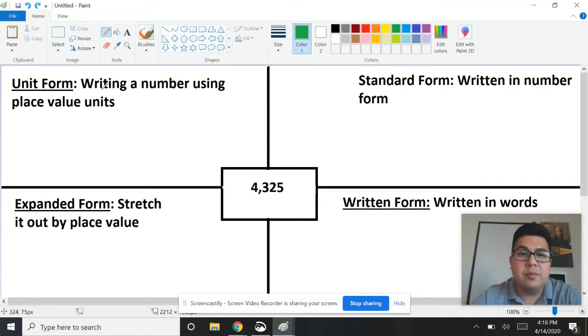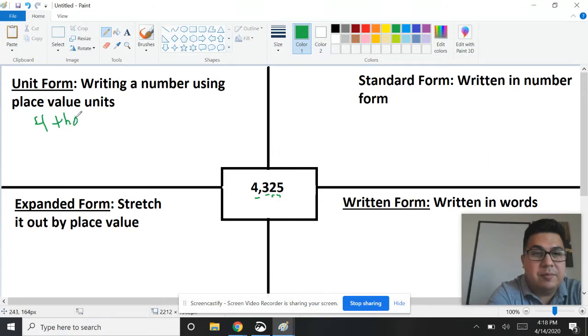Now, unit form. We use this by writing a number using its place value in units. So we're going to look at these place value numbers and write them out in their place value units. The first number we have is 4, and we know that's in the thousand spot, so we are going to write 4,000.